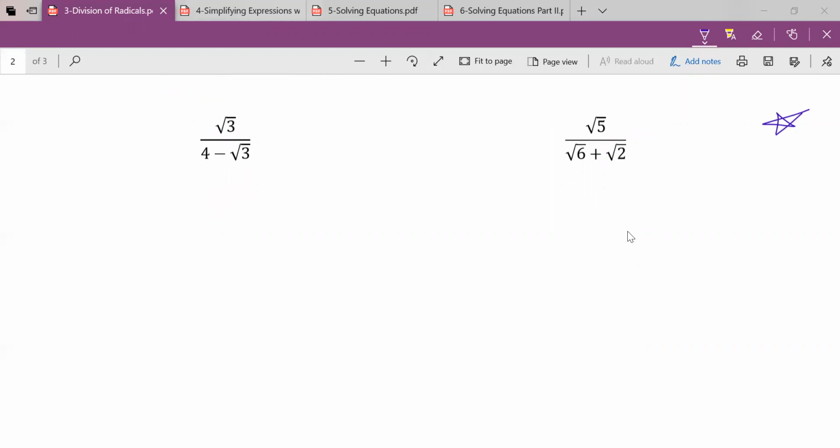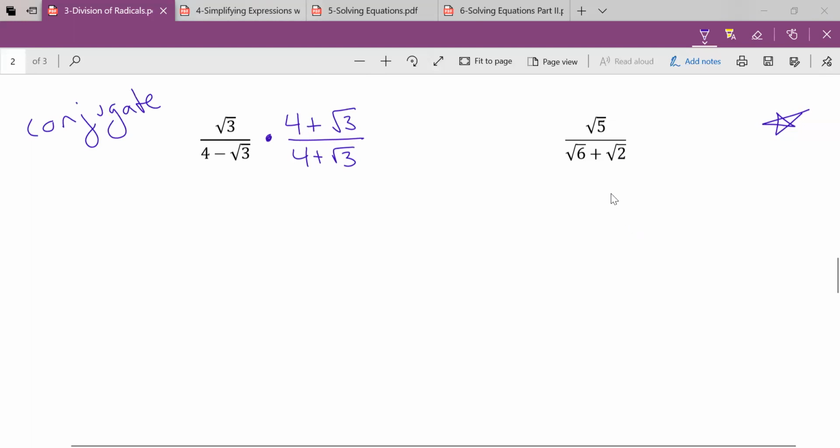So notice our denominators are binomials. So what I'm going to do on this one, when it's a binomial, I need to multiply by something known as the conjugate. And notice what the conjugate is. What I did is I changed the sign in between the 4 and the root 3. All right, why did I do such a thing? You're going to see right now.